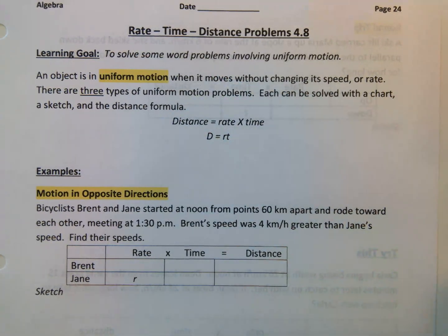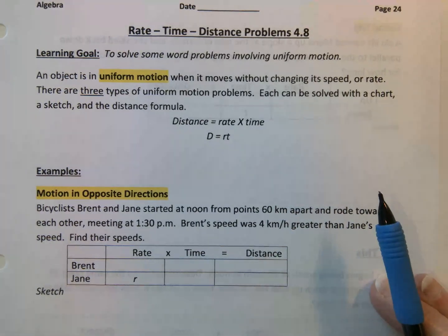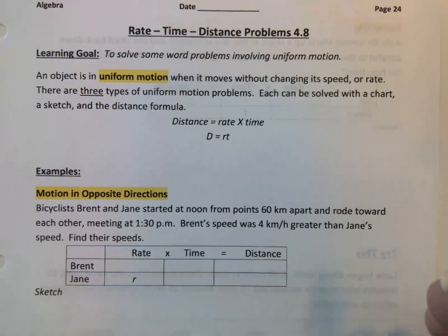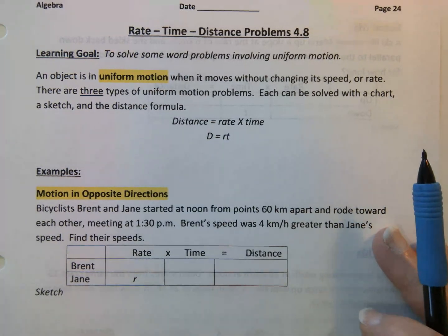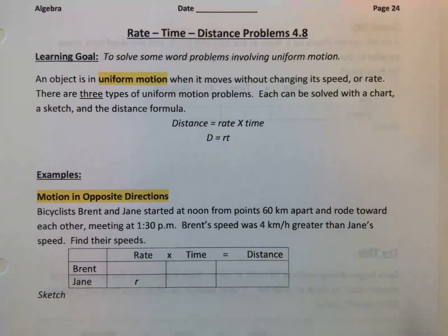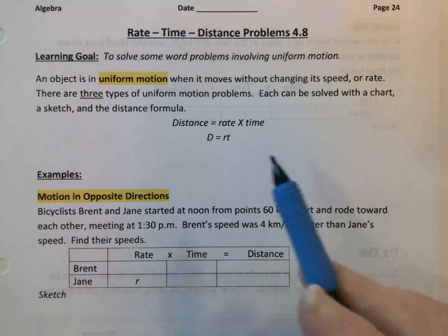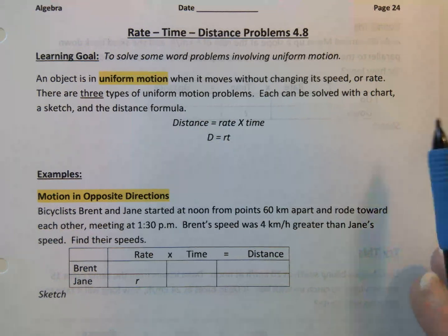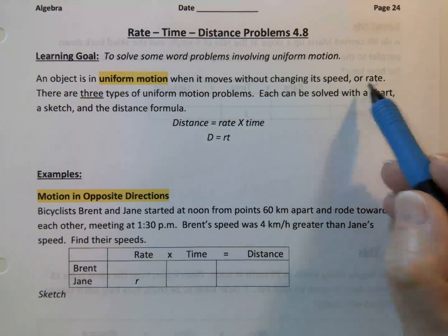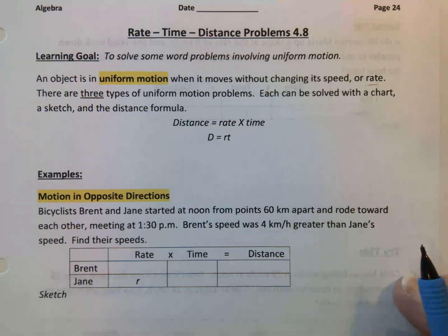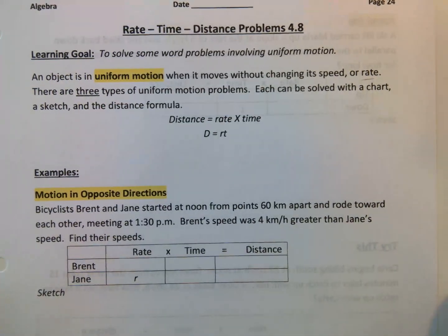So this is really something that we use in theory. When we're trying to find something theoretical, we might say, if the average speed is such and such, then we can treat it as uniform motion. Just know that things don't ever really travel at the exact same speed for long periods of time. So uniform motion is when it moves without changing its speed, and another term for speed is rate. There are three types, and we're going to use charts, sketches, and the distance formula.